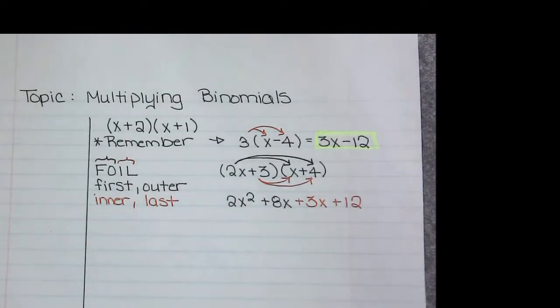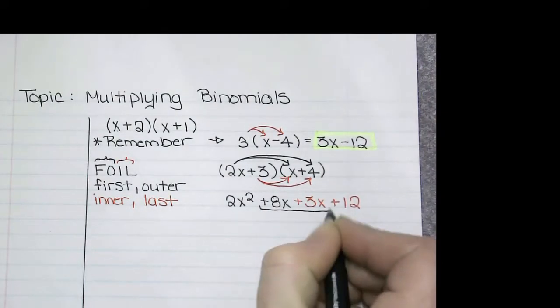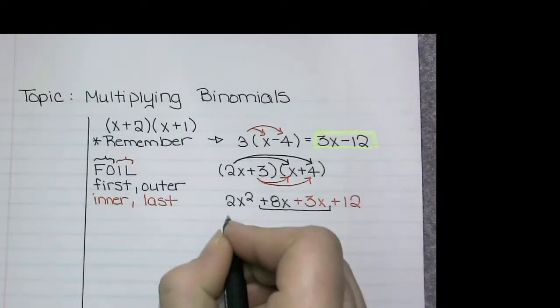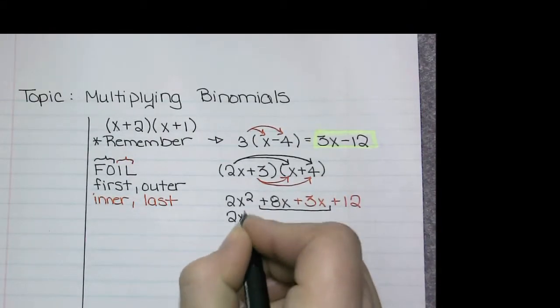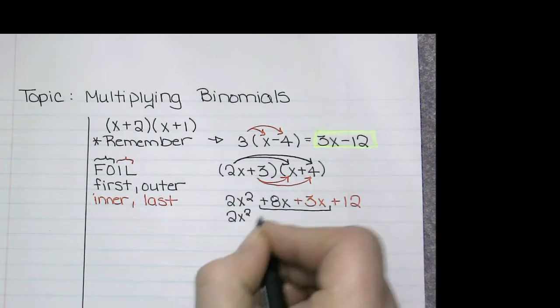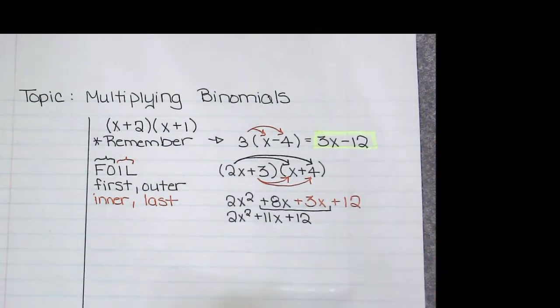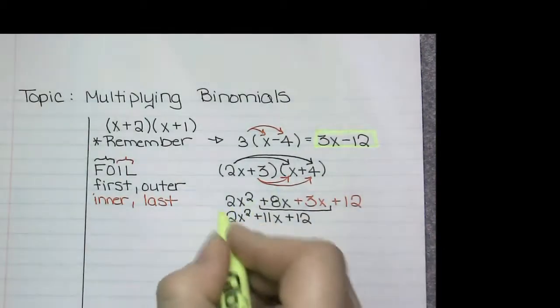Now if you notice, I have 4 terms here, but I can combine these two in the center because they both have an x to the power 1. So let me go ahead and do that. And I get 2x squared, positive 8 and positive 3 is positive 11x plus 12. And we have multiplied two binomials.